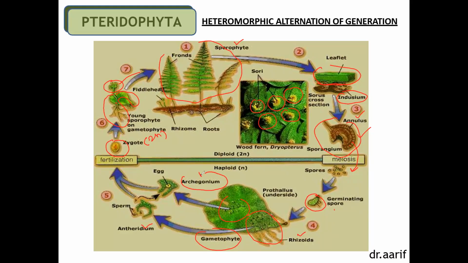So archegonium is the female reproductive structure which forms eggs, and antheridium is the male reproductive structure which is going to form sperm. So upon the fusion of these eggs and sperms, in turn zygote is going to be formed. So whenever this egg and sperm are fused, zygote is formed.